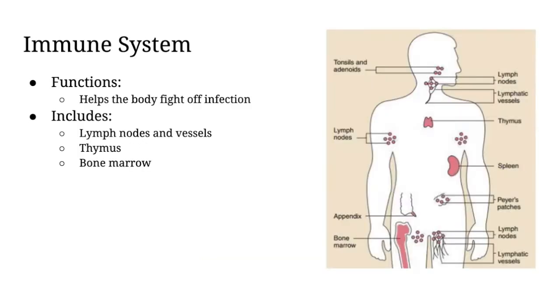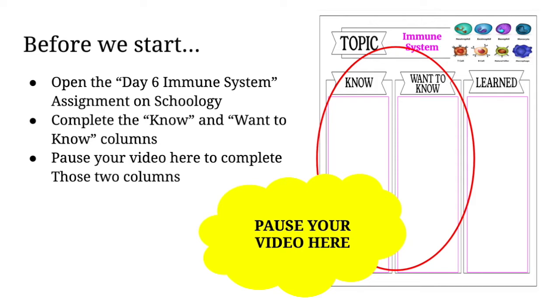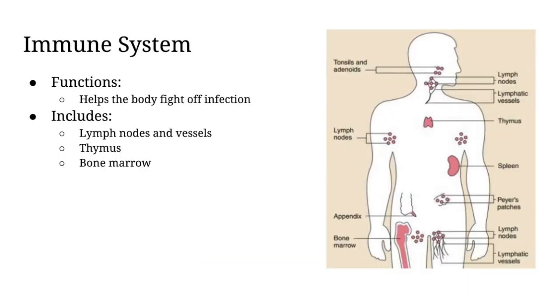All right, so hopefully you have those 2 columns filled out like we talked about. And we're going to go through the lesson now so that you can complete the learned column when you are finished. The function of the immune system is mainly to help fight off infection. Different things that can cause infection in the body we call pathogens. Pathogens could be a virus, bacteria, fungus, anything that really could make us sick.